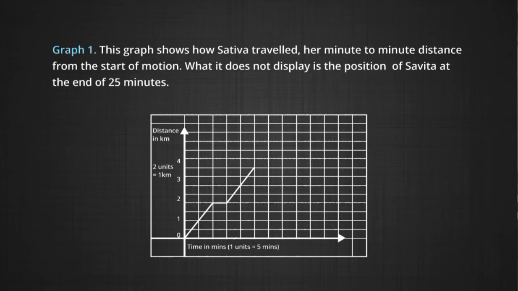Then she stays there for 5 minutes. That means there is no motion at all. So, we have a flat line, flat meaning parallel to the x-axis, and this line is showing the position to be at distance 2. So, position is not changing. So, the person is stationary.